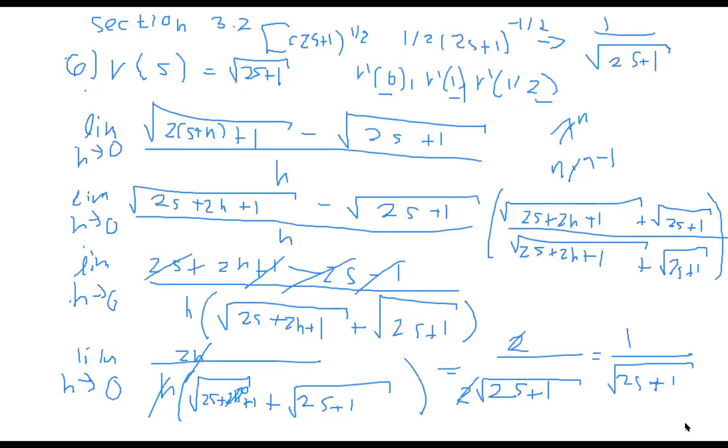All right, so our r prime of s equals 1 over root 2s plus 1, right?